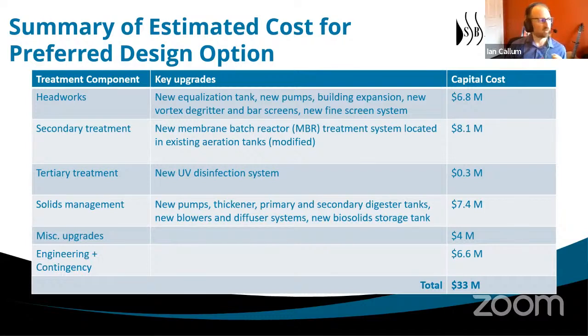Second, in terms of secondary treatment, we'd be looking at a membrane batch reactor technology, an additional UV disinfection system, and some new pumps, thickeners, and upgrades to how solid waste is managed at the facility. On top of that, there's just a number of things that need to be upgraded there that are either due to aging equipment or malfunctions at the plant, and those are the miscellaneous upgrades that are on that line item of our costing.